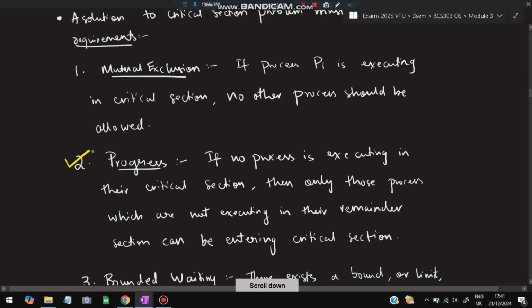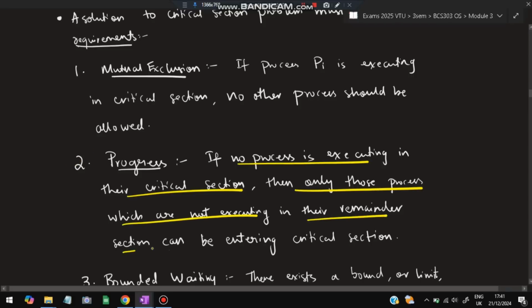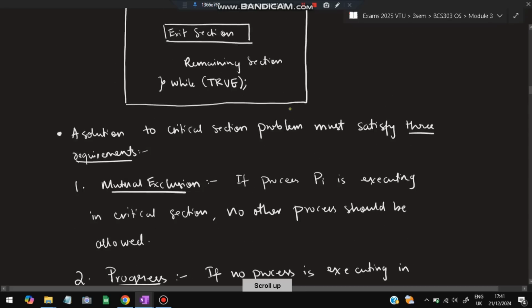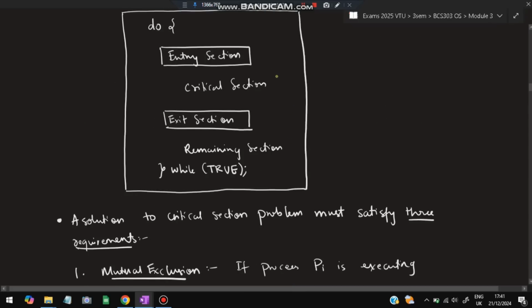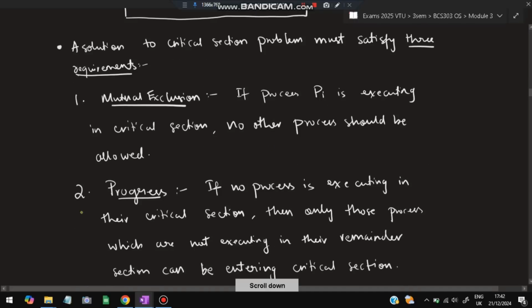Second is progress. If no process is executing in the critical section, then only those processes which are not executing in the remainder section can enter the critical section. If nothing is present here, meaning zero processes are executing, then any one process from the remainder section should come and execute here. At no point of time should the critical section be empty. Every time something should be executing here to maximize efficiency. So the second thing is that progress should happen.